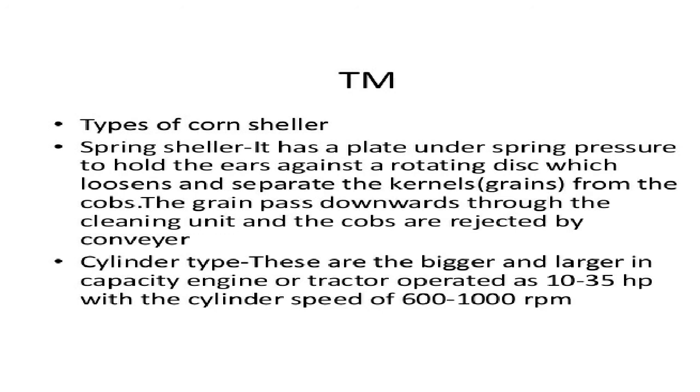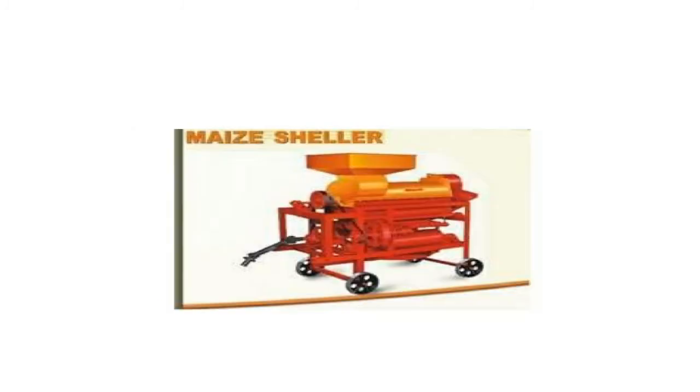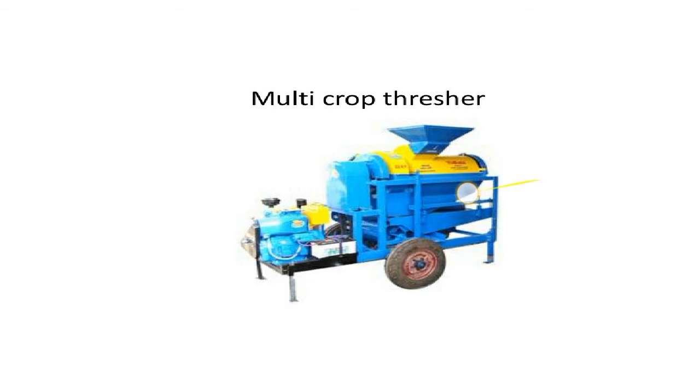Now the cylinder type: these are bigger and larger in capacity, engine or tractor operated at 30 to 35 HP, with a cylinder speed of 600 to 1000 RPM. This is a mesh sheller. This is the multi-crop thresher again.